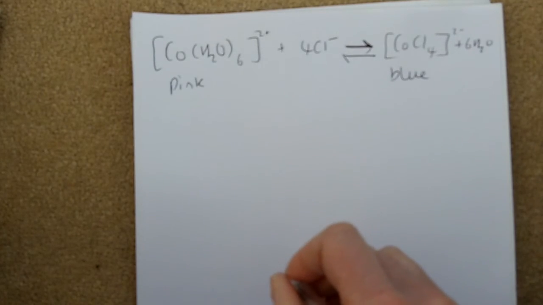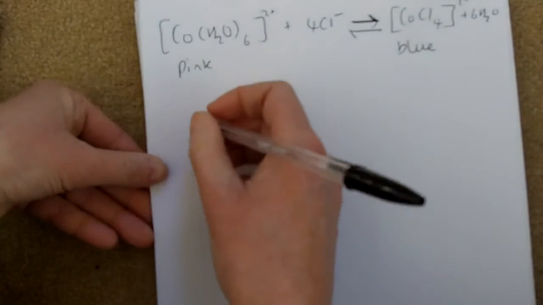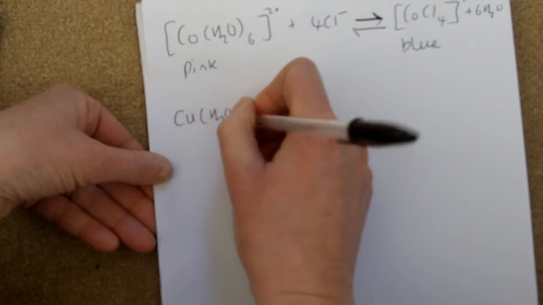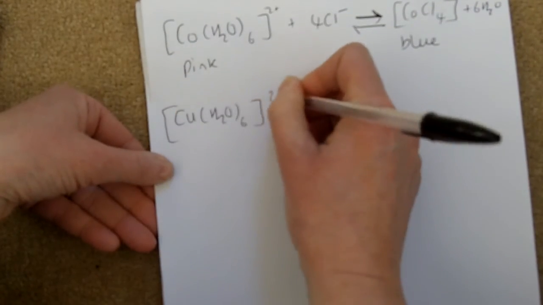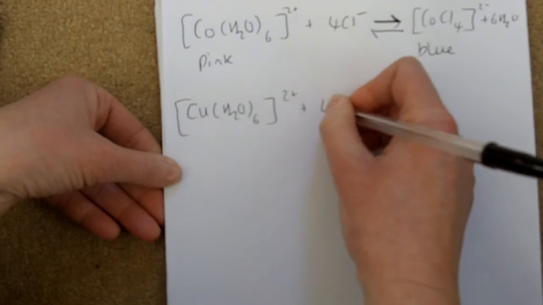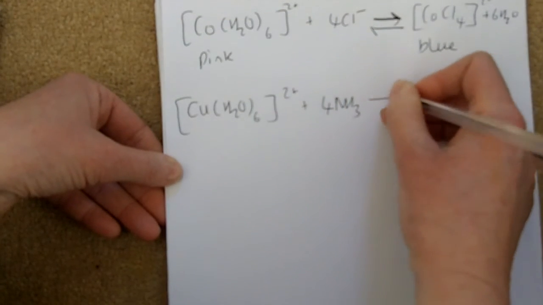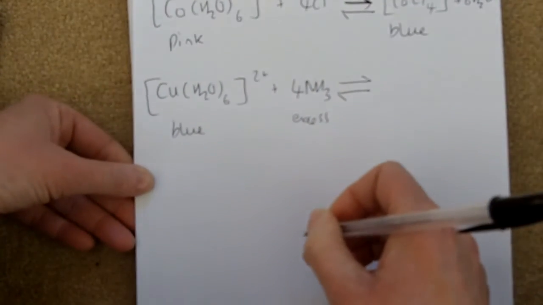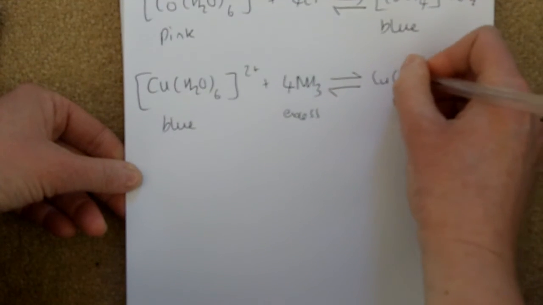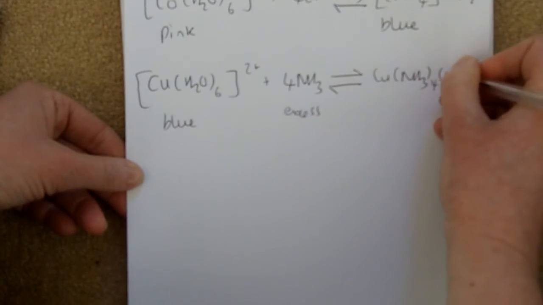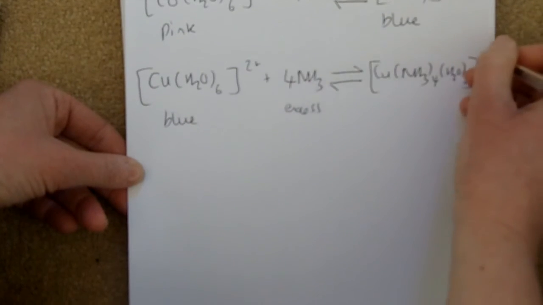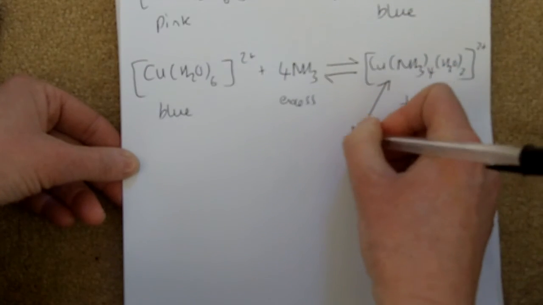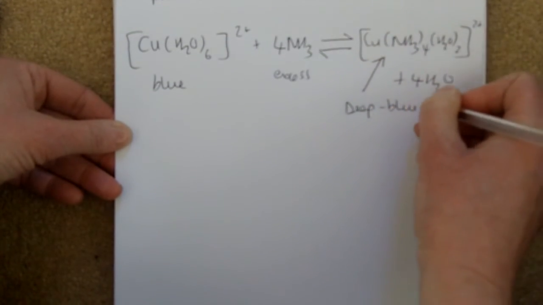The other common one you need to know is if you take ammonia. Take the copper, which is blue, and you add excess ammonia, you add a lot of ammonia. You get ligand substitution, 4 ammonias, 2 waters, still 2 plus charge, plus 4 waters, and this is a deep blue, really lovely deep blue solution.